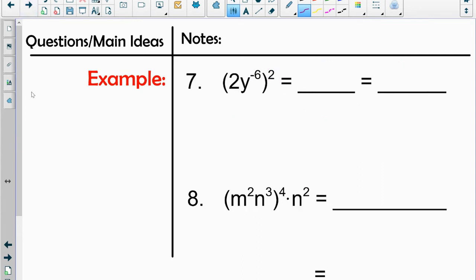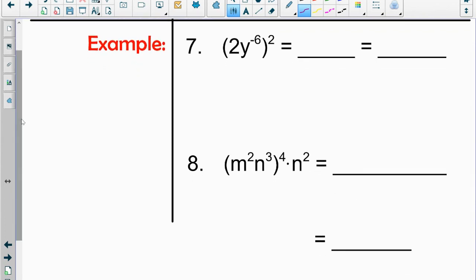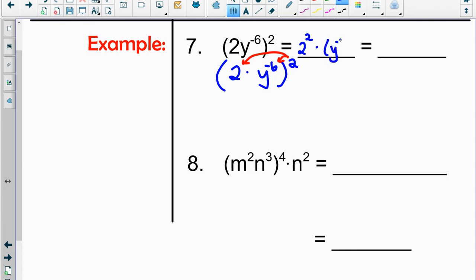All right, let's look at just a few more examples where we are combining some of these properties together to simplify the expression. In number 7, I see that I have a 2 and y to the negative 6th power that's then being raised to the 2nd power. So I have two factors inside the parentheses being raised to the same exponent. So the first thing I'm going to do is distribute the exponent. So I'm going to have 2 raised to the 2nd power, and then I'm going to have y to the negative 6th power raised to the 2nd power. So I distributed the exponent of 2.